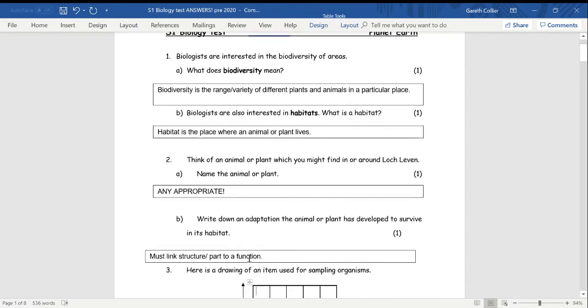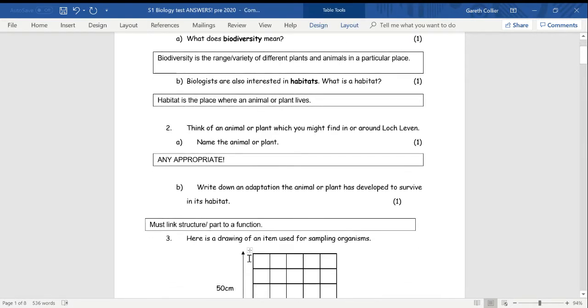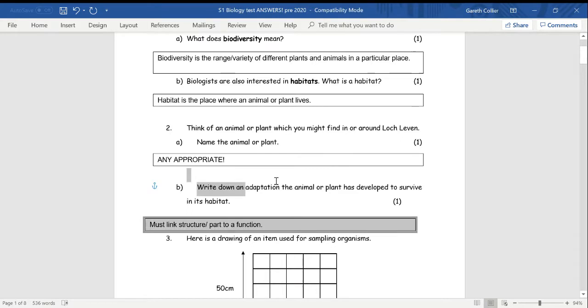For the next bit, it's a bit more tricky. It asks for an adaptation that that plant or animal has developed to survive. So it must link the adaptation to a reason. For example, if you said deer for the first one, you might say that they have eyes on the sides of their heads, and that allows them a better view around them to see predators.